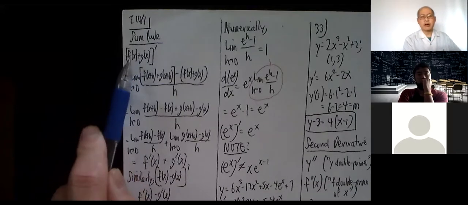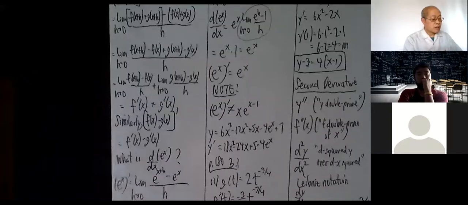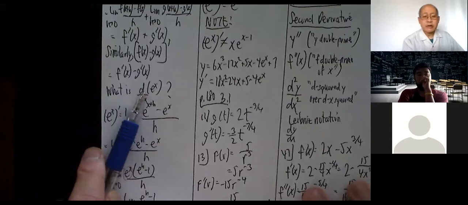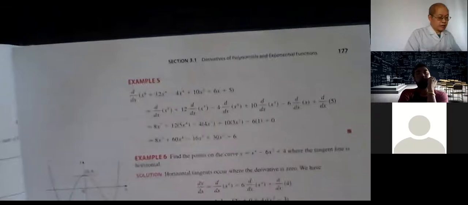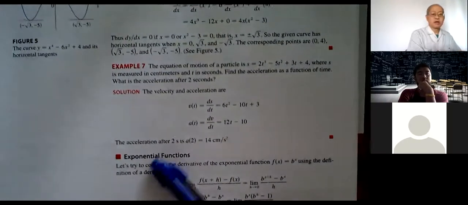Right? All right. If we were meeting face to face, I'd go over the derivation of the sum rule, but we're not, so don't worry about that. Okay. And the last one is e to the x. How do I differentiate e to the x right now? Okay, so the text goes over that. Exponential functions. It's on page 177.